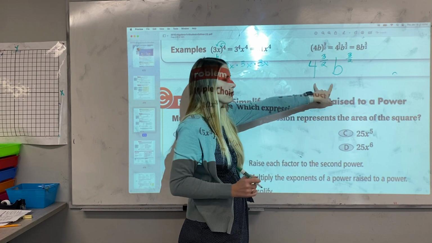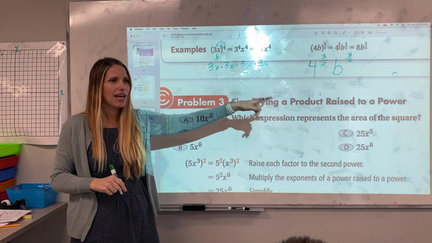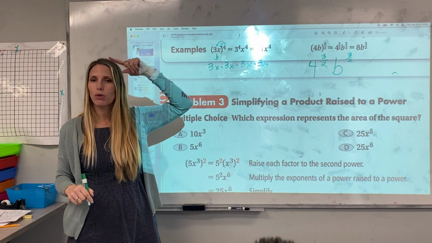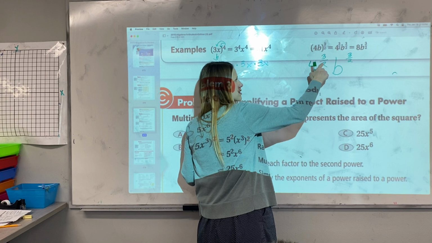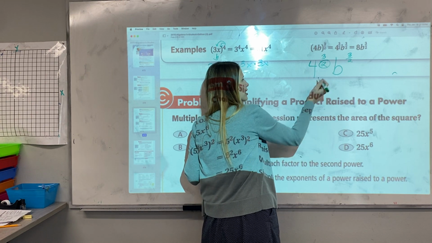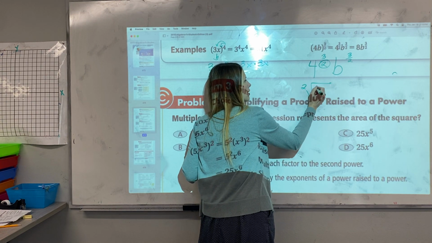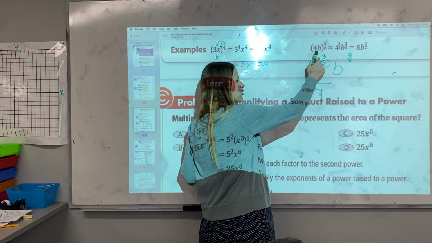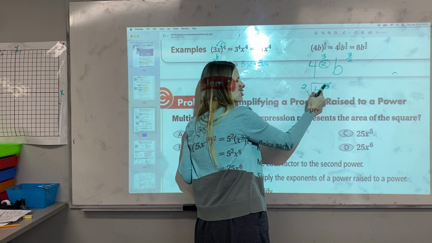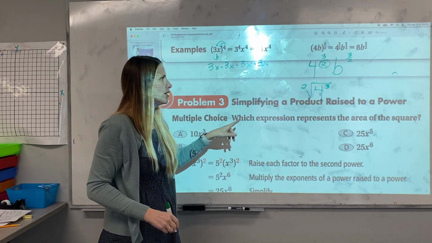Can anything here be simplified? Yes. We gotta go into our exponent toolbox and say, doesn't this mean that the denominator is actually the root of the number, and then you have to use the numerator as your exponent?